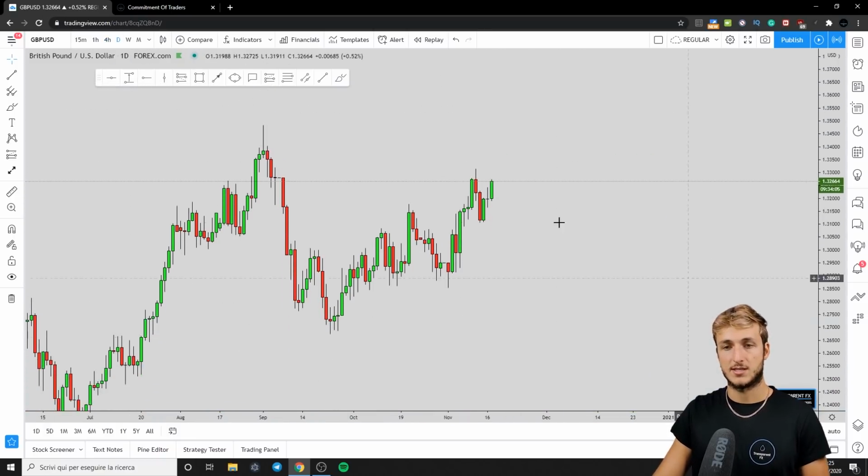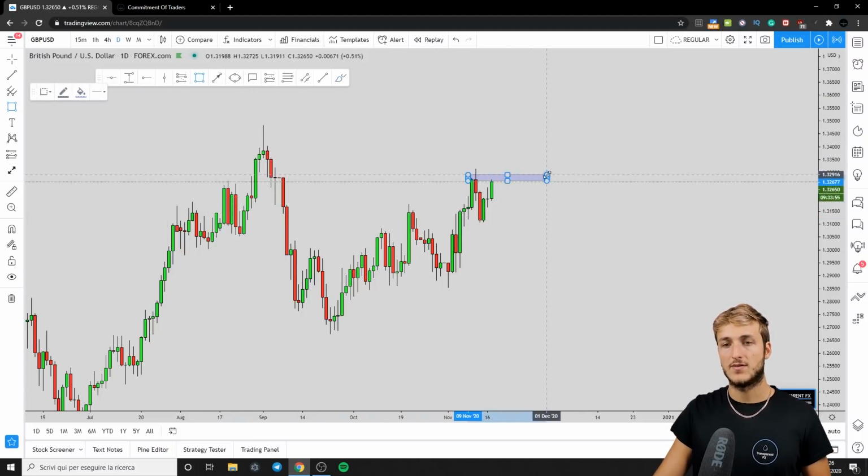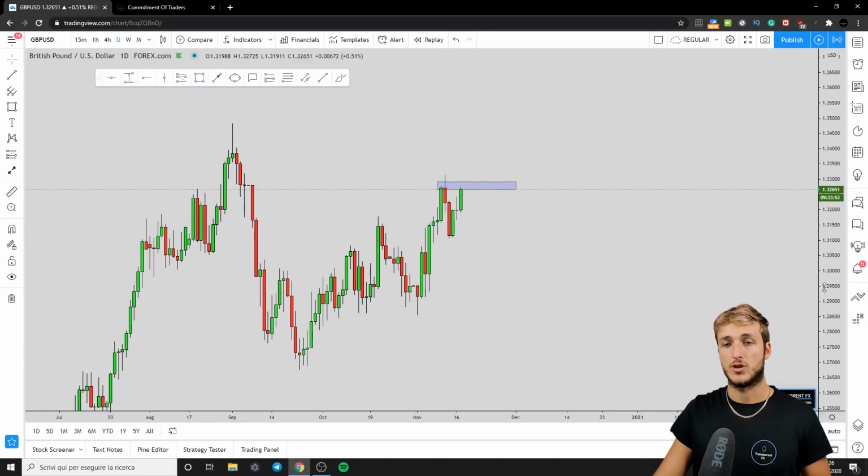So worst case scenario, if the market will just reject the top to the downside, this will be a break-even trade for us because we are already risk-free on the position. And currently we have the market which is testing the previous high.